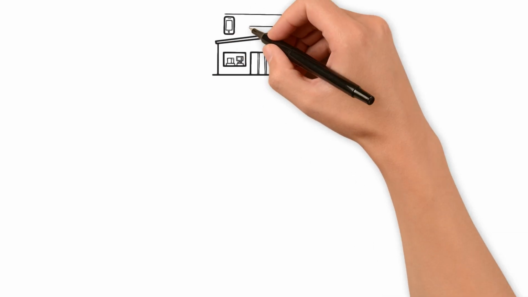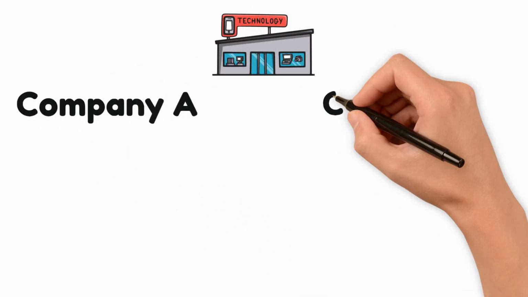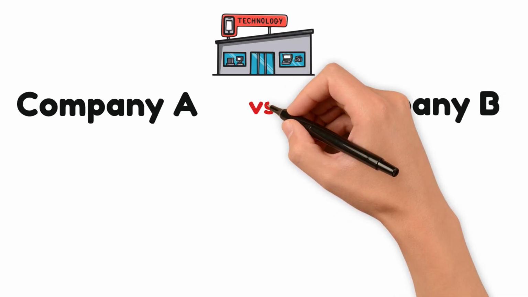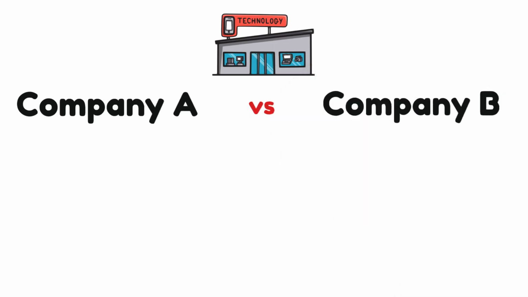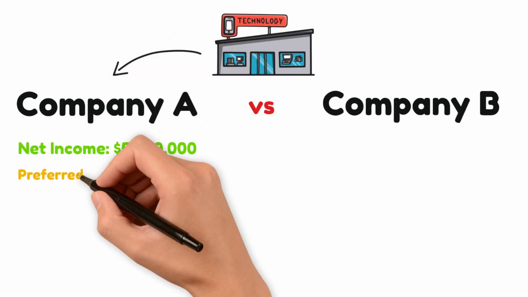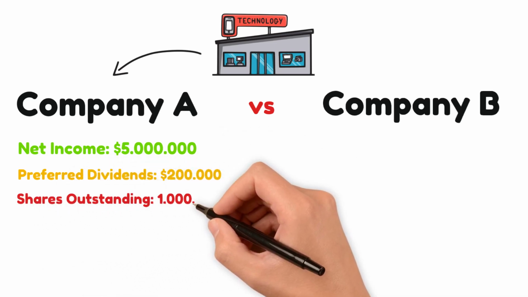That said, let's say we have two companies in the tech sector, Company A and Company B, and we want to calculate and compare their EPS to evaluate which one is more profitable for shareholders. Company A: its net income is $5 million. Preferred dividends are $200,000. It has 1 million shares outstanding.